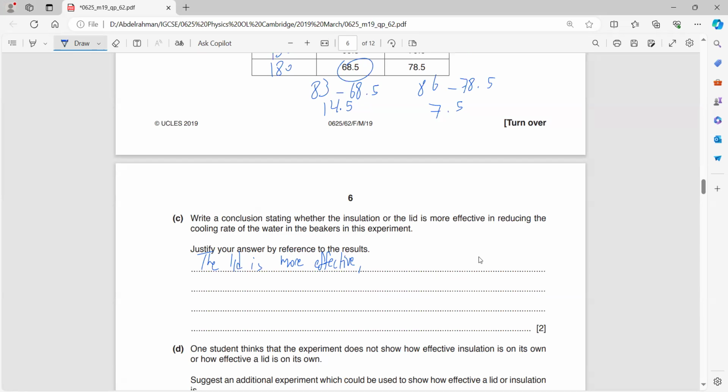Why is it more effective? Because beaker B had a temperature difference of 7.5 degrees Celsius. Beaker A had a temperature difference of 14.5 degrees Celsius. It's quite obvious for this question.